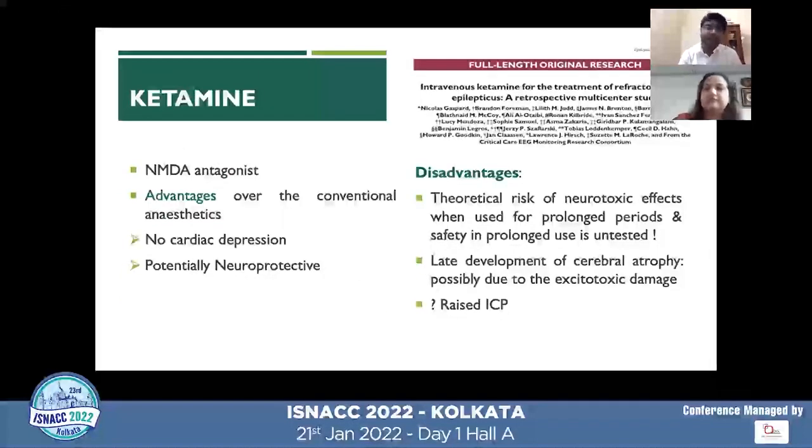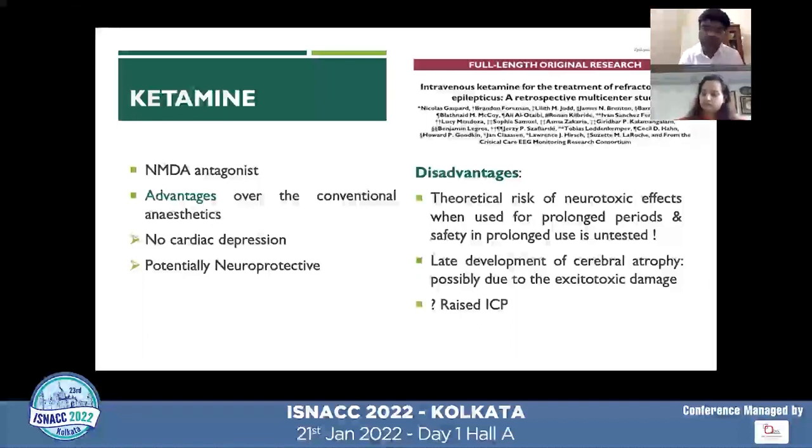Ketamine, in the last 10 years, has been widely used and started being used as a treatment for refractory and super refractory status epilepticus. Being an NMDA antagonist, it has advantages over the conventional anesthetics because of no cardiac depression and potentially being neuroprotective. However, there is a theoretical risk of neurotoxic effects when it is used for prolonged periods, and the safety has not been tested. There is a possibility of late development of cerebral atrophy, probably from the excitotoxic effects of ketamine.